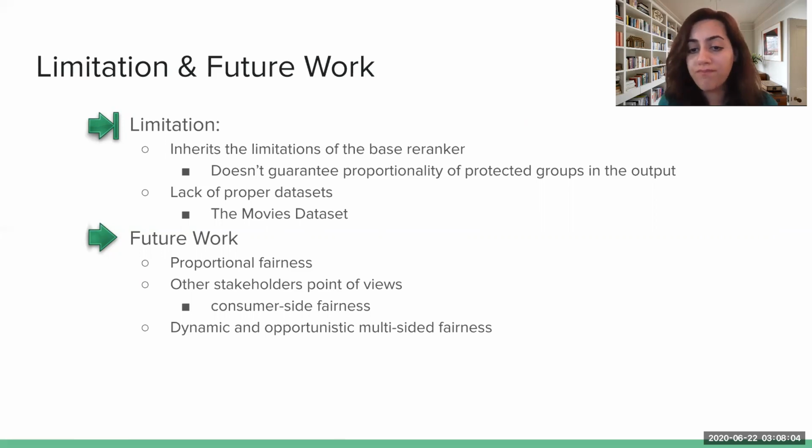Another potential step to take is to apply this method for other stakeholders such as consumers as well. We intend to explore further the idea of opportunity in subgroup fairness-aware recommendation, in particular when recommendations are delivered over time.